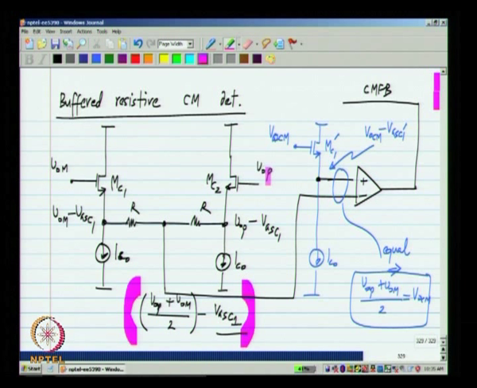Now, as before, if R is very large, then there is a pole in the transfer function between the actual common mode (VOP plus VOM) by 2 and this point where you do the comparison, and you can reduce the effect of that pole by adding zeros using these capacitors. Okay.